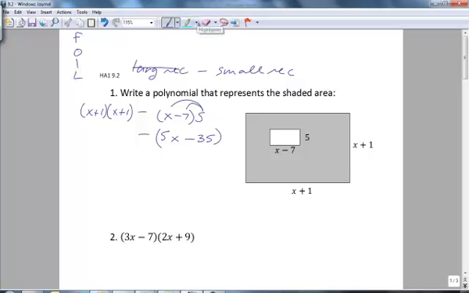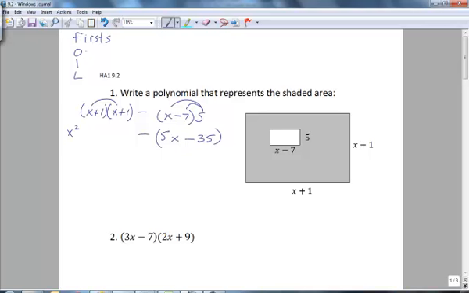And FOIL is what we call an acronym, which means each letter stands for a different word. So the F stands for firsts. What that means is we need to multiply the firsts together. So our firsts are x times x. So x times x is x squared. Remember, we're multiplying here. So x plus x is 2x, but x times x is x squared. That's one of those things that folks will get confused on from time to time. So try to keep them straight.